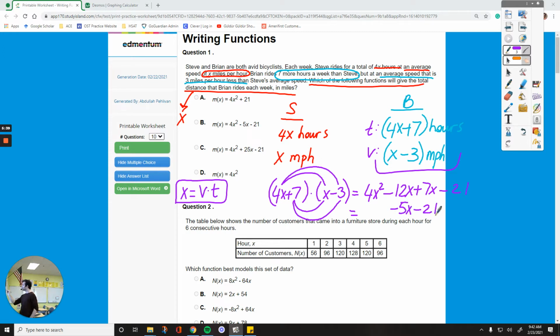Drop down the last term, drop down the first term. So this would be our final answer for this question. Let's see if this one right here, B.